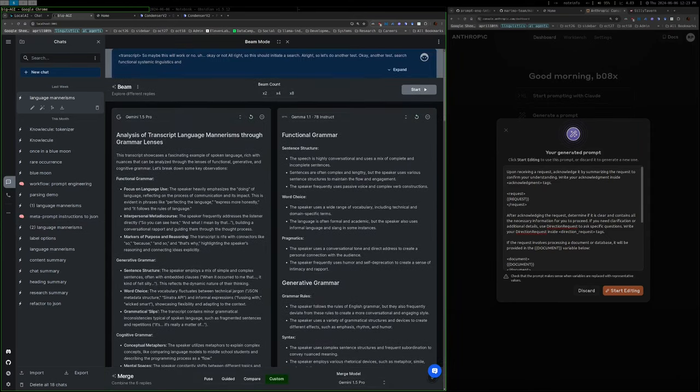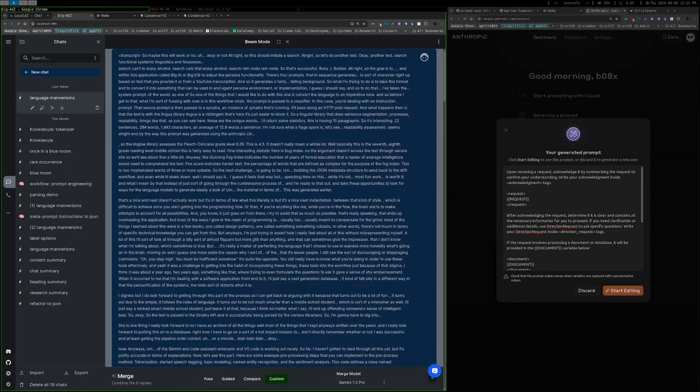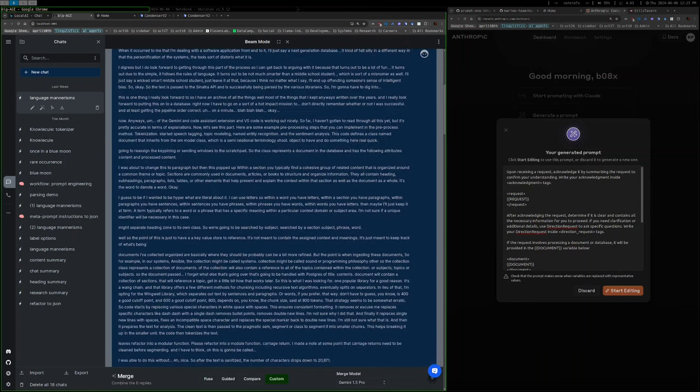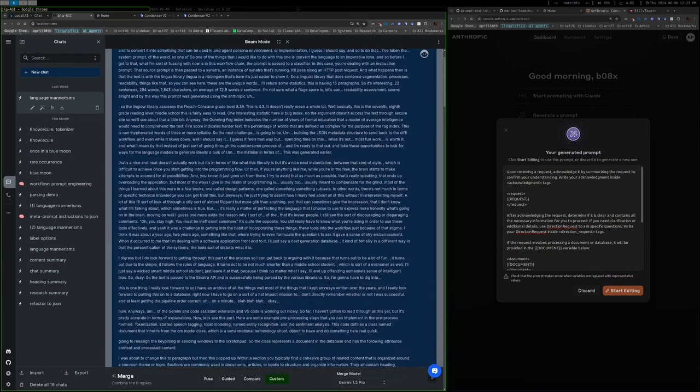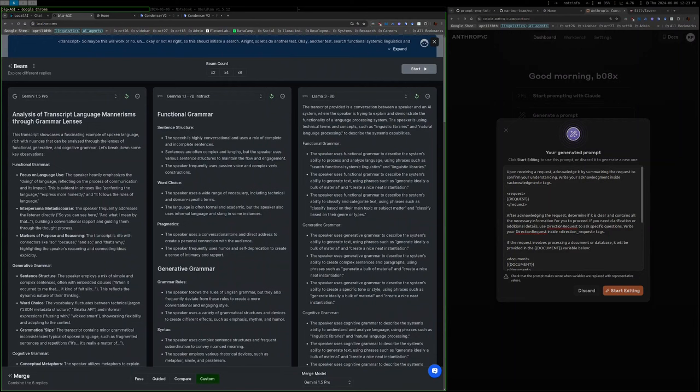Okay, so beam mode allows you to... So in this case, I am taking a transcript, and I forget the prompt structure. Hold on a second. Impromptu. Okay. So the prompt is designed to assess aspects of grammars.